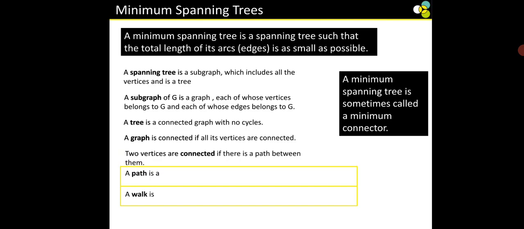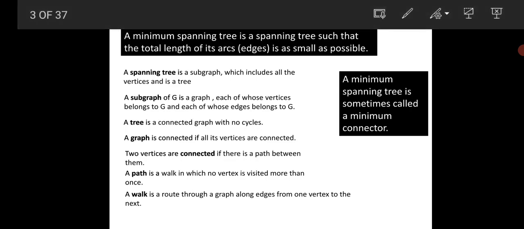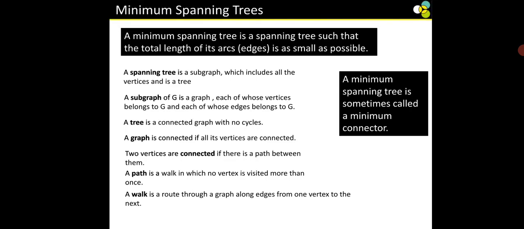If there is a path between two nodes, we can say the path is available between two nodes. In another way, a path is a walk in which no vertex is visited more than once. Also we have to know what a walk is. A walk is a route through the graph along edges from one vertex to the next. That is what we are calling a walk. So we will go with the next slide.